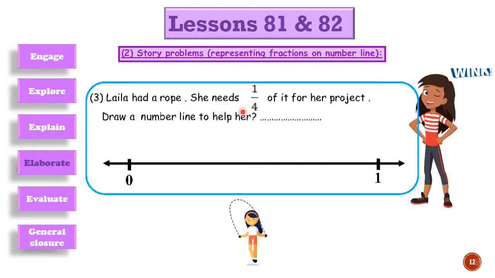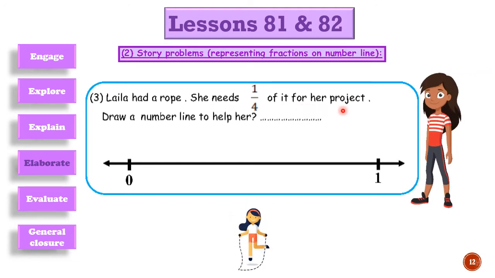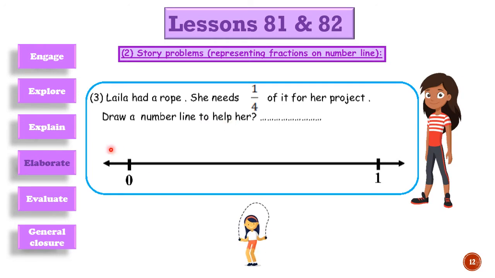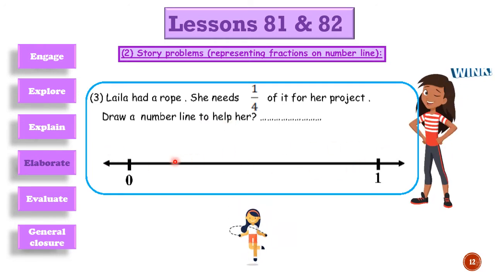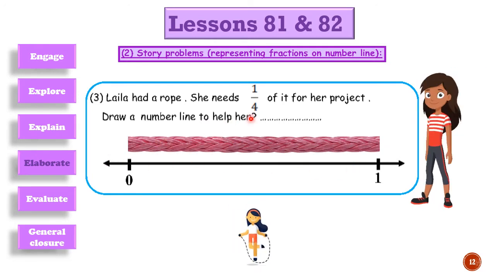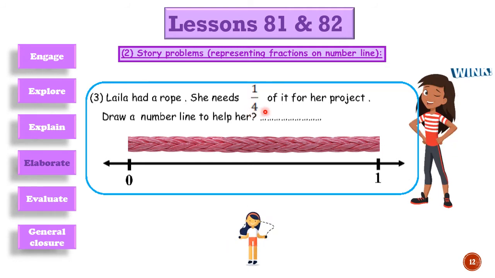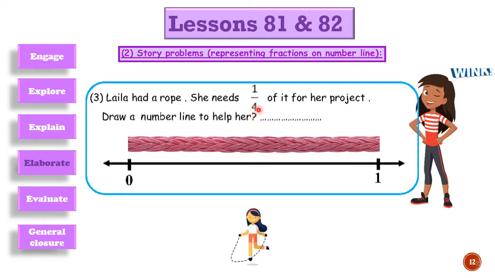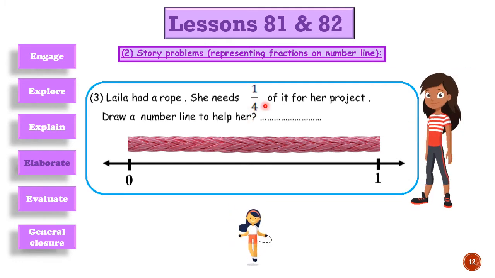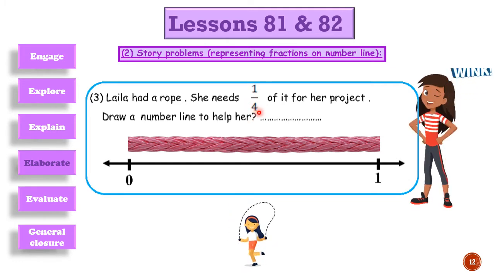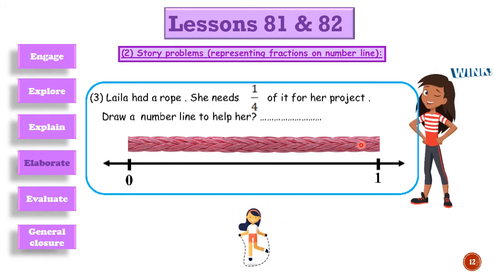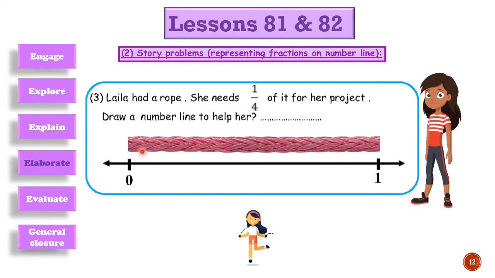Third one, in our story problems. Layla had a rock. She needs a quarter of it for her project. Draw a number line to help her. We have this number line and we want to distribute this row into quarters. Quarters means how many parts, or fourths, how many parts? In our denominator, we have 4. Then we will distribute this number line or this row into 4 parts.